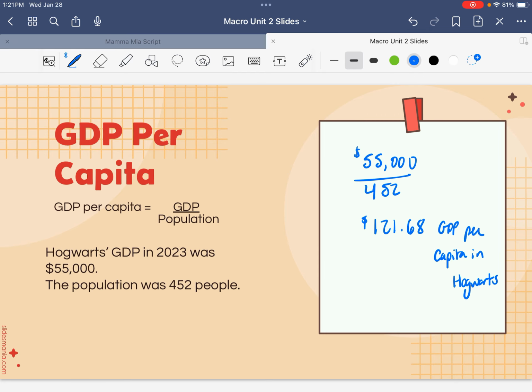So what does this $121 mean? It means in the whole year, $55,000 worth of stuff was made in Hogwarts. If we divide it by how many people are contributing to that, everybody in the population, then that means each person generated about 121. Now, this is a wildly inaccurate statistic, right? Because number one, Hogwarts is not real, unfortunately. But number two, that's really, really small. A country that would have that GDP is super small. The GDP of America is in the 37 trillions. And the GDP per capita in America, I want to say, is in the 88,000s right now, meaning each person is contributing about $88,000 worth of production of stuff.